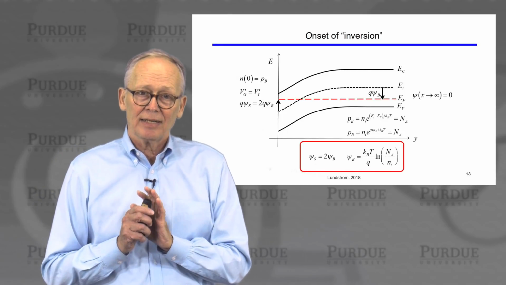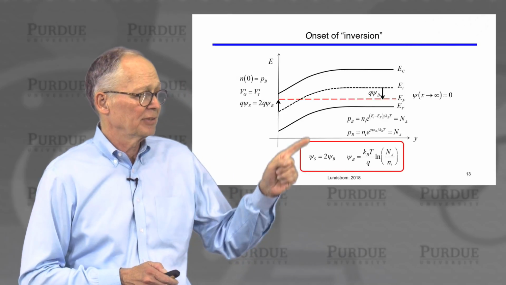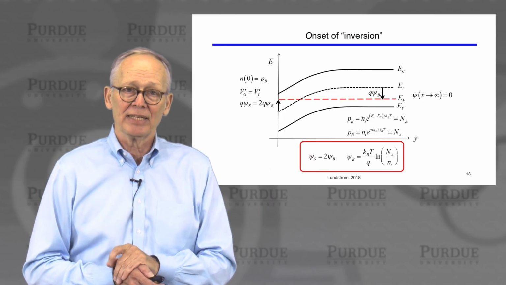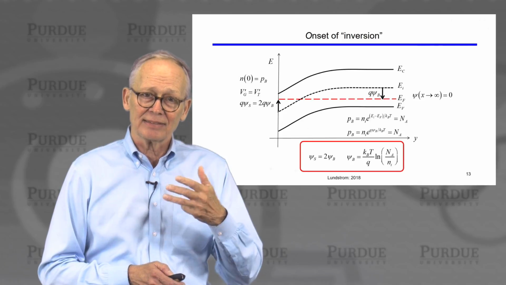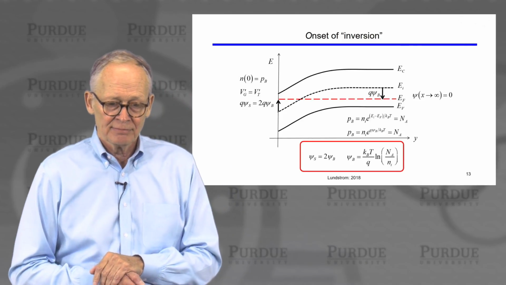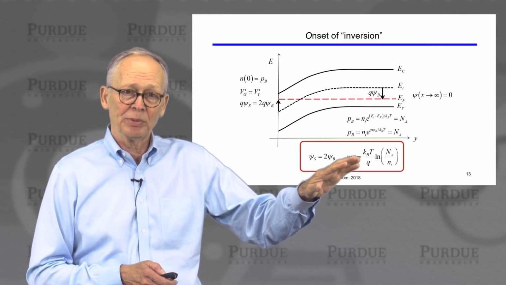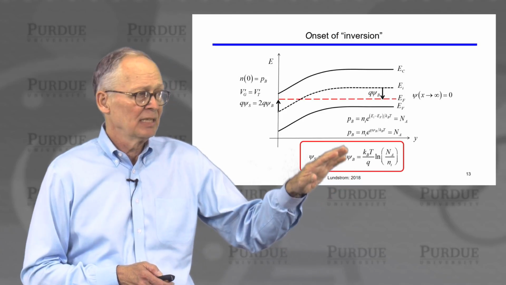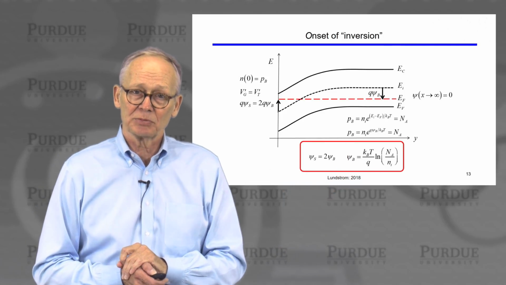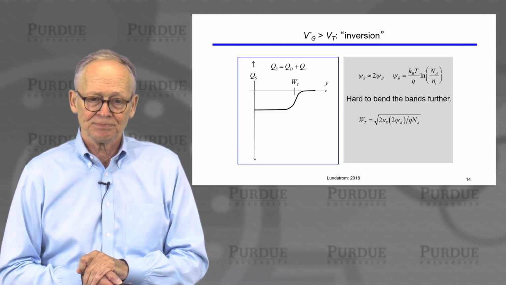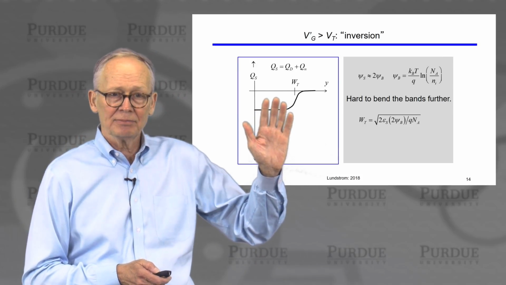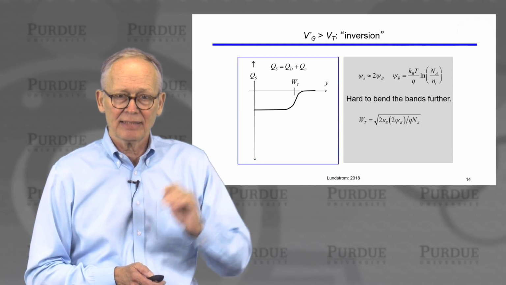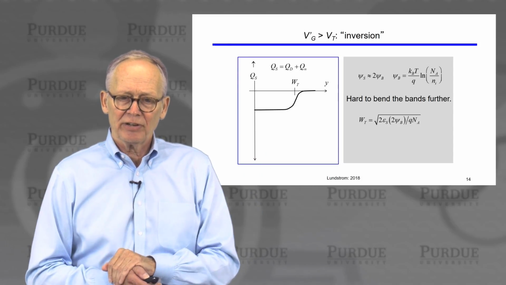That's going to be a very important criterion for us. Once we have achieved a surface potential that bends the bands by 2 psi b, we have inverted the surface, and it now becomes the opposite type that the bulk is. So, knowing the doping density of the semiconductor, we can easily compute what surface potential will invert it.